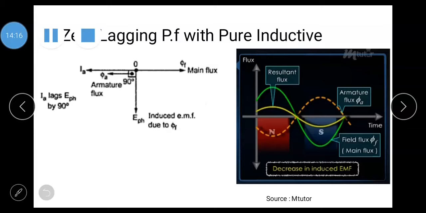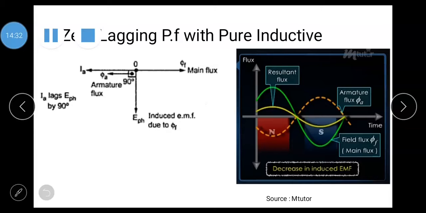That means a pure inductive load, so there is no addition of resistive or capacitive. So it's a pure inductive, and it will produce a zero lagging power factor. That means a 90-degree lag between the current and the voltage.